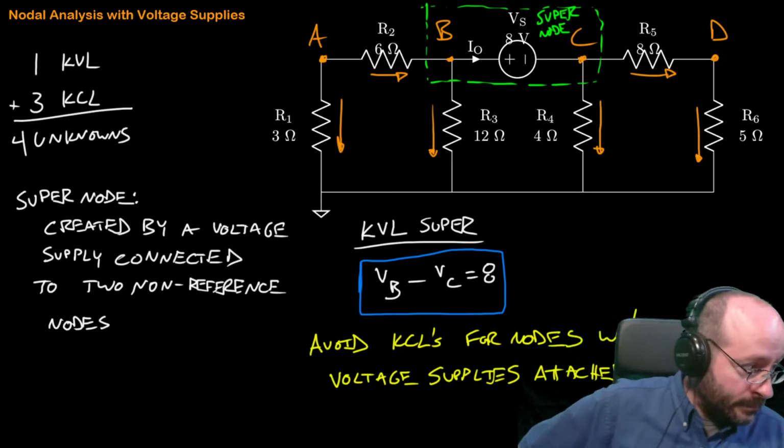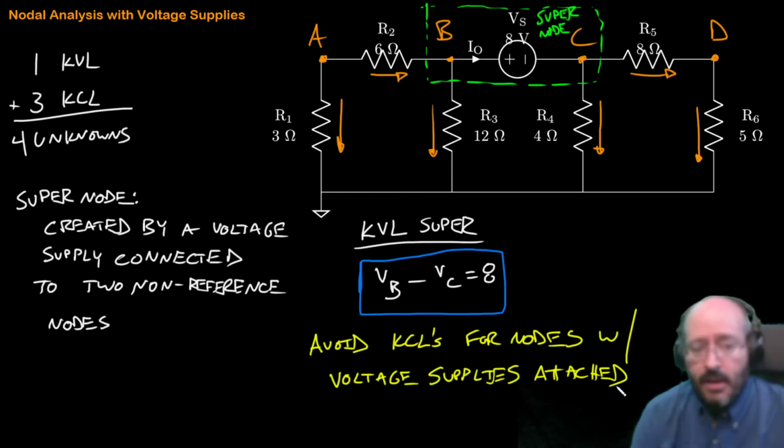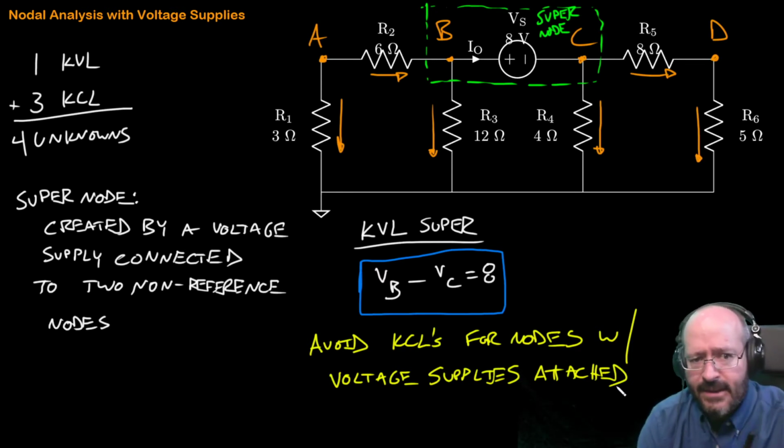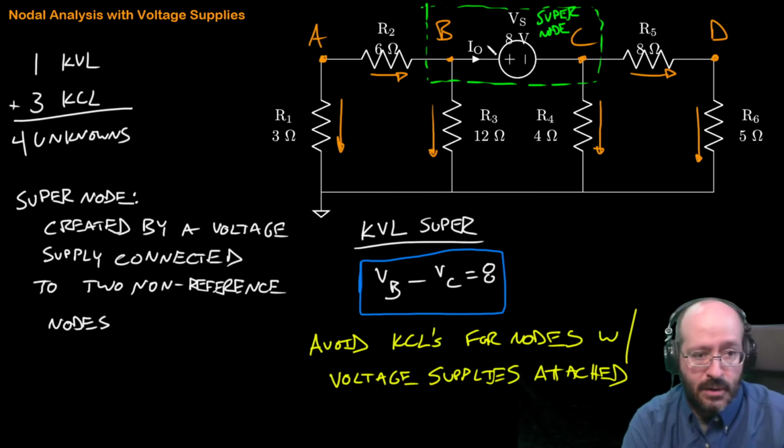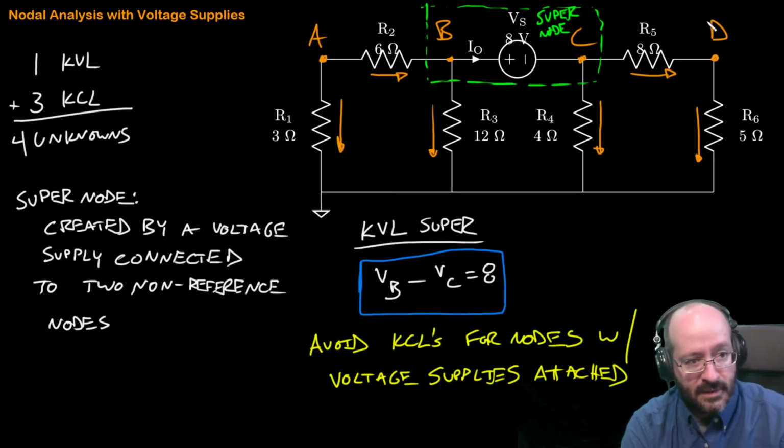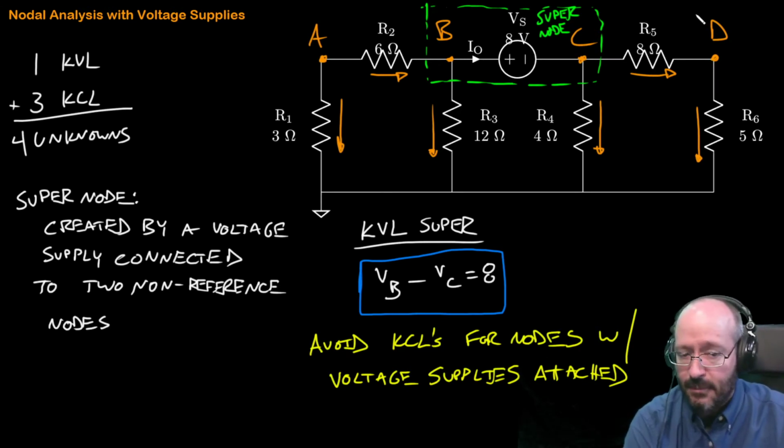Okay, so what nodes are those? A looks okay. There's no voltage supply connected to that. I can't write it for B because I won't be able to write this current in a way that involves the node voltages. So the same is true of C. It's got the same 8 volt attached to it. And I can write it for D. So A and D I'm good with, but that's only 2 KCLs. Okay, and we'll go write those in a moment.